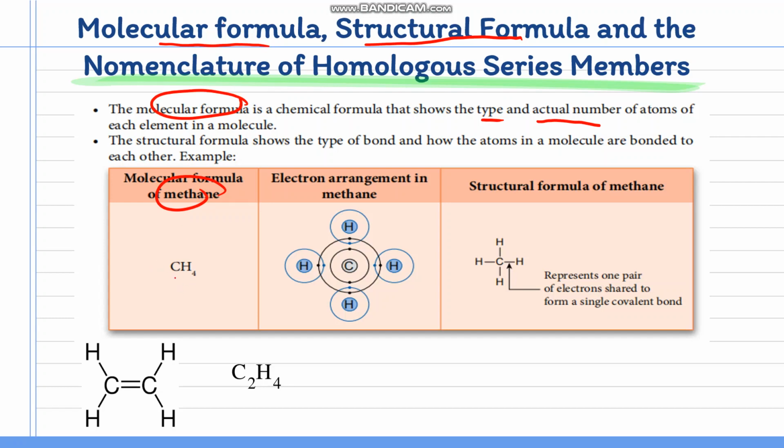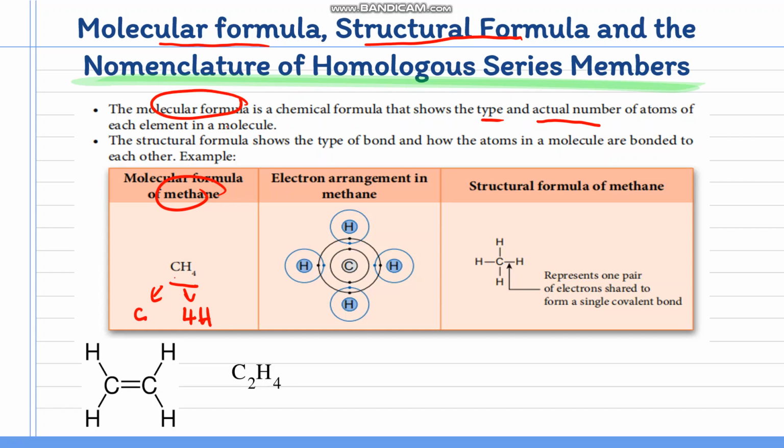Based on the molecular formula CH4, you know that there is one carbon atom and at the same time there are 4 hydrogen atoms. So based on the molecular formula, you will know the number of atoms for each element in a molecule. And this is the electron arrangement in methane, whereby the carbon atom and the hydrogen atom share one pair of electrons to form a single covalent bond.